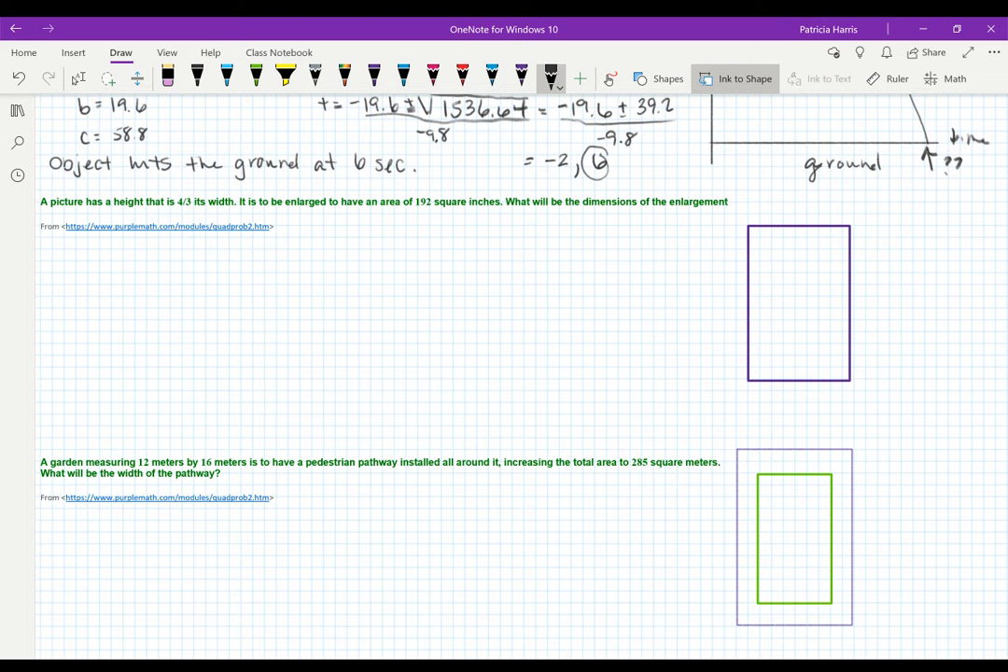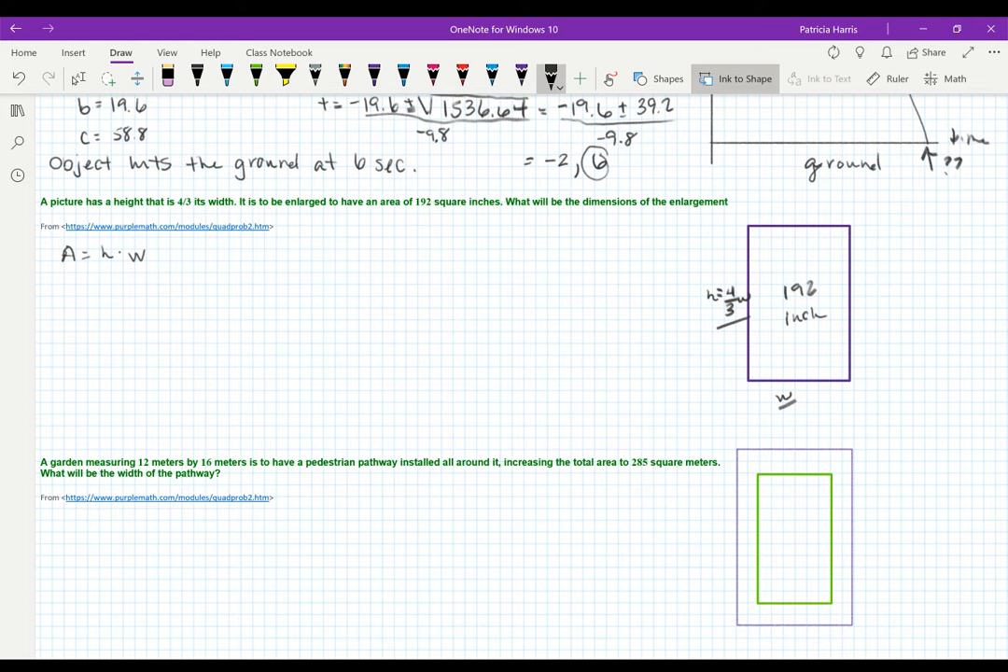So when we enlarge a picture, we want to keep its proportions the same. So we're going to call this the width, and we're going to call this the height. And the height is equal to 4 thirds of the width. So we're going to enlarge it so it has a total area of 192 inches squared. Okay, but we want to keep that proportion the same. So I know that area is equal to the height times the width. You might say base times height, length times width, but it's pretty much all the same.